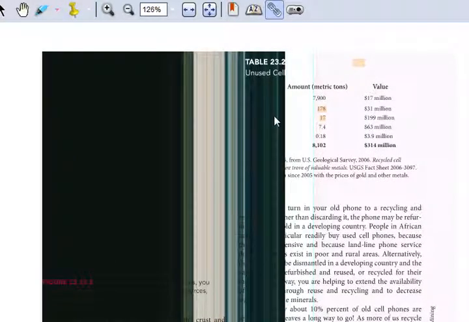And that is all the sticky notes that we have on chapter 23.